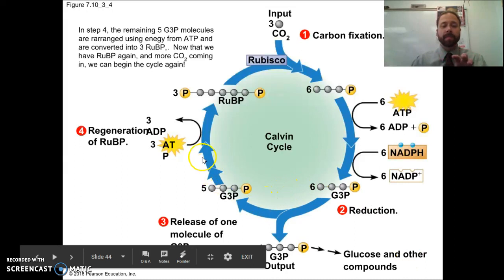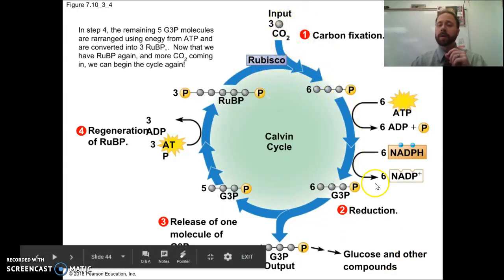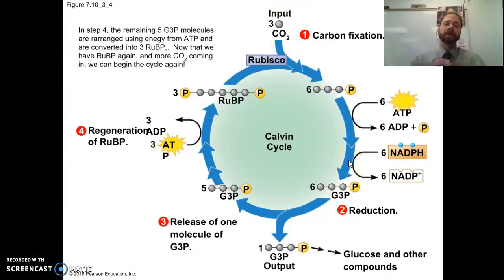Then 5 of them stay in the cycle, and we use the energy from ATP and rearrange them again into RuBP so we can start the process again. The plant takes in more carbon dioxide, and we keep on making more and more sugar, and we use that sugar for other cellular components and for energy so the cell can power its processes. We're going to talk about how we break down that glucose molecule when we start talking about cellular respiration.